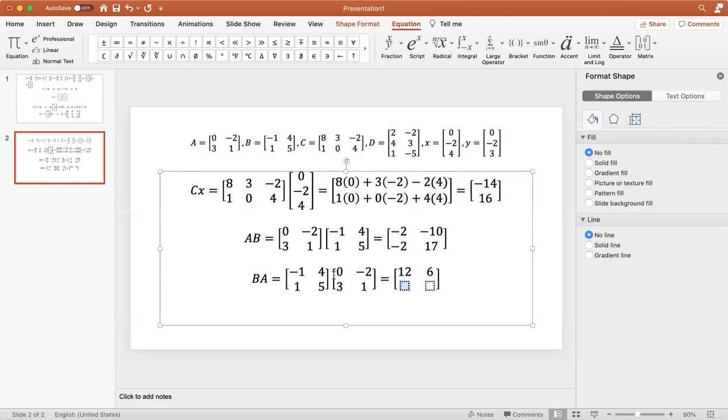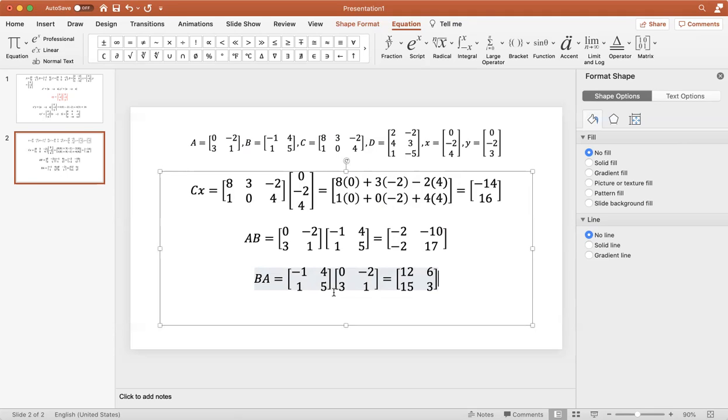Then you have 1 times 0, 0, plus 5 times 3, 15. And then you have 1 times negative 2, negative 2, plus 5 times 1, 5. So you have 3. So A, B, and BA are different. Of course, they are matrices.